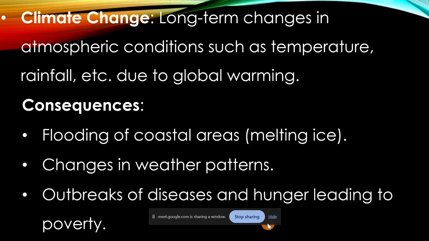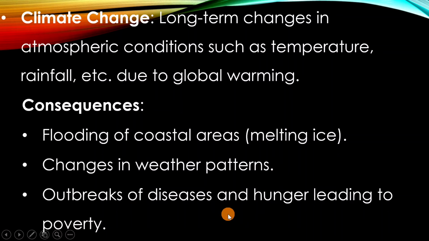Then also we are talking of outbreak of diseases, hunger leading to poverty. So how can there be outbreak of diseases? Flooding, for instance, even here in Zambia, if we have too much rain in Lusaka, people suffer from diseases like cholera. Okay. There's also hunger as well when, let's say, Zambia experienced the drought.